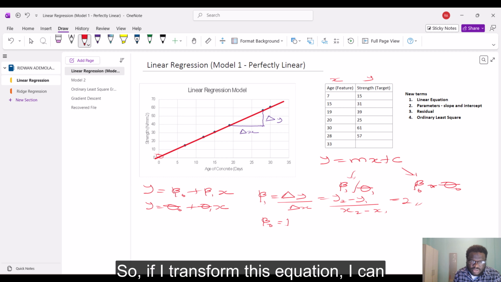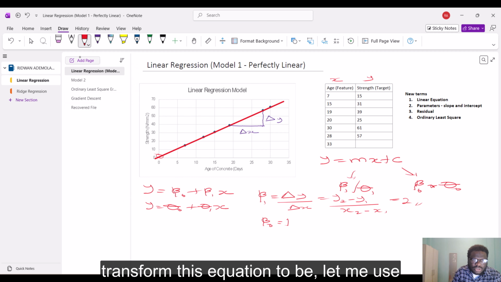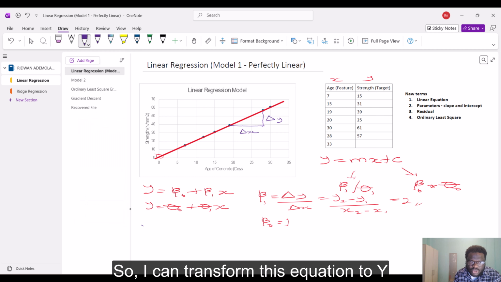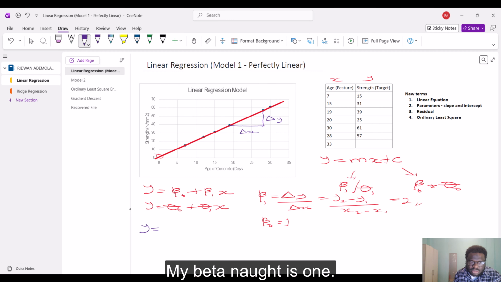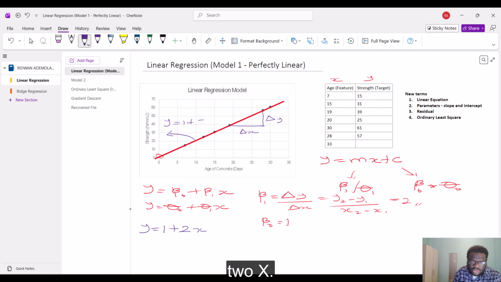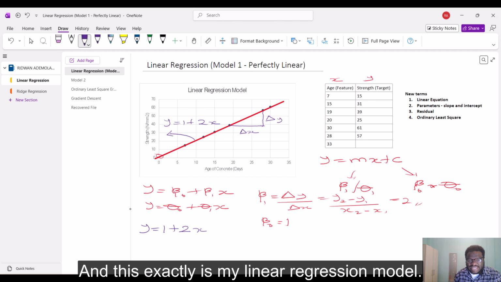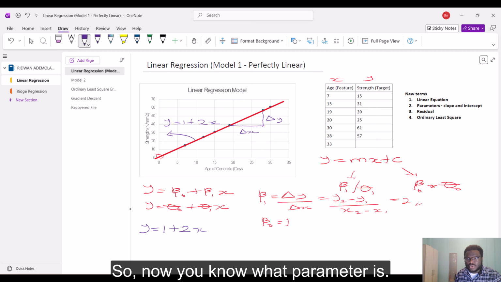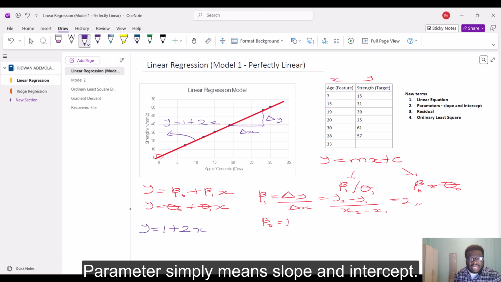So I can transform this equation, let me use a different ink, to be y equals, what is my beta naught? My beta naught is 1. Then plus, what is my beta 1? My beta 1 is 2. Then I simply put x. So I can say that this curve has a formula of y equals 1 plus 2x. And this exactly is my linear regression model. As simple as that. Okay, so now you know what parameter is. Parameter simply means slope and intercept.